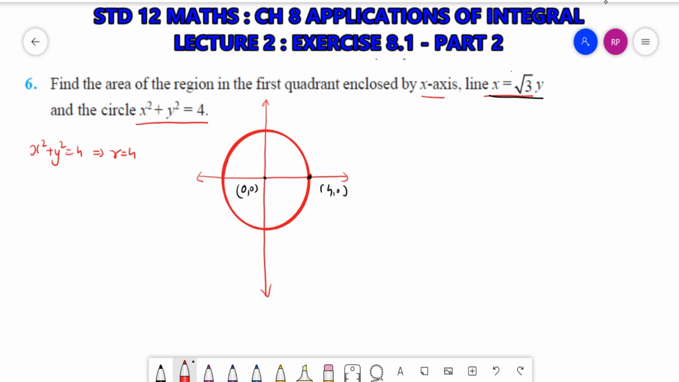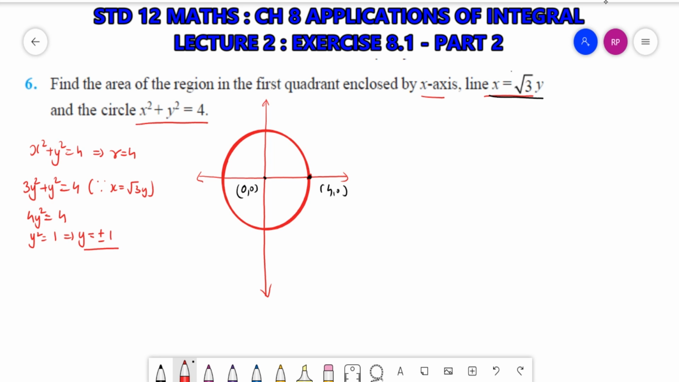Putting x as root 3 y in the circle equation, that will be 3y square plus y square equal to 4. We are using this elimination method. 4y square equal to 4, y square equal to 1, that implies y is equal to plus minus 1. So we got y as plus minus 1.